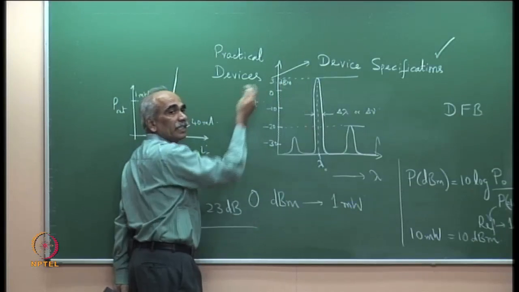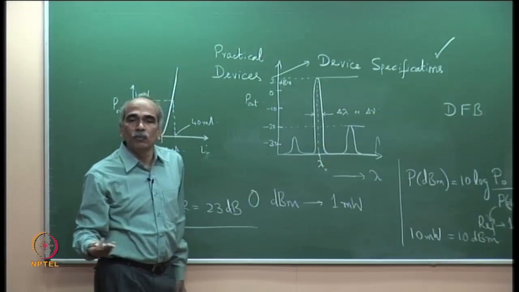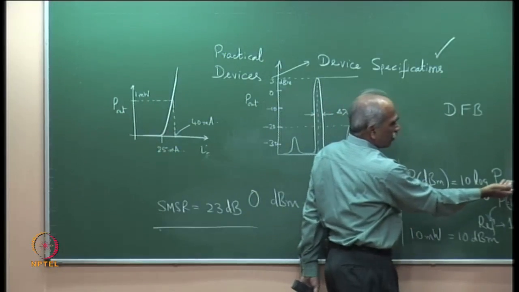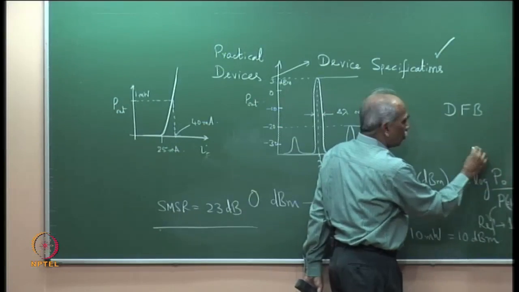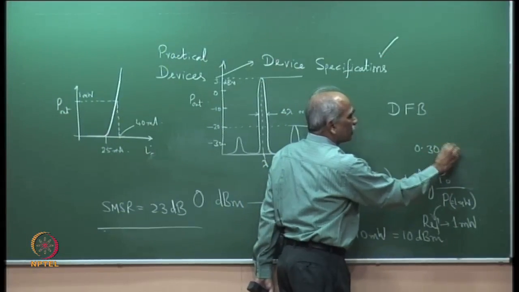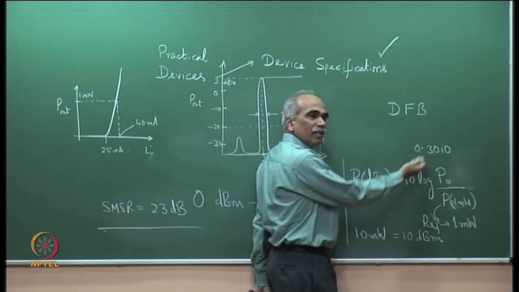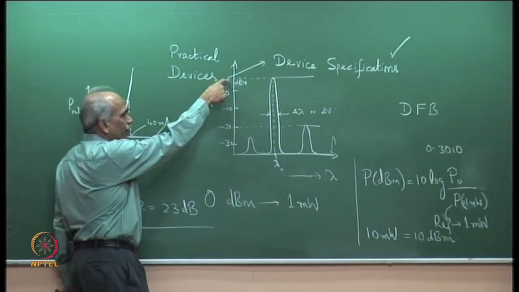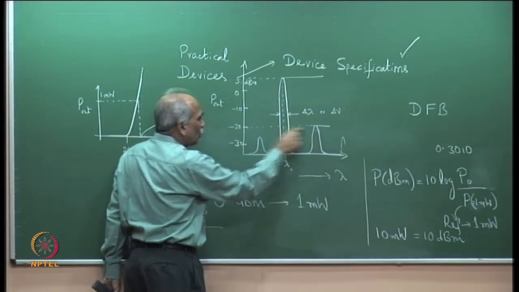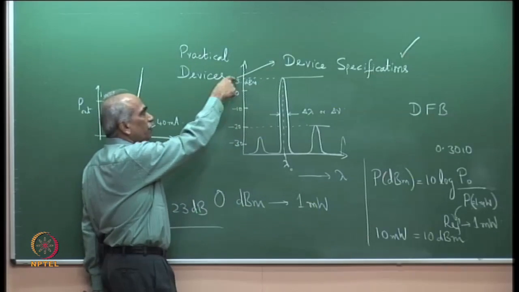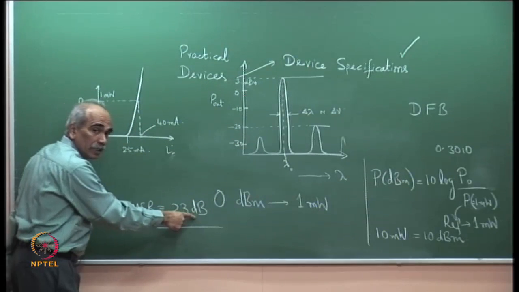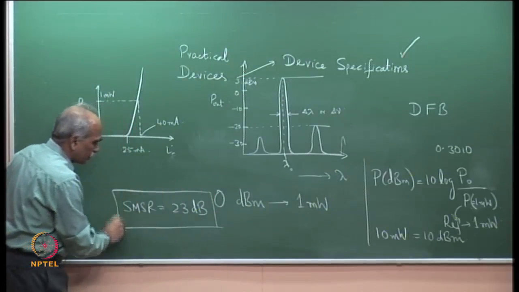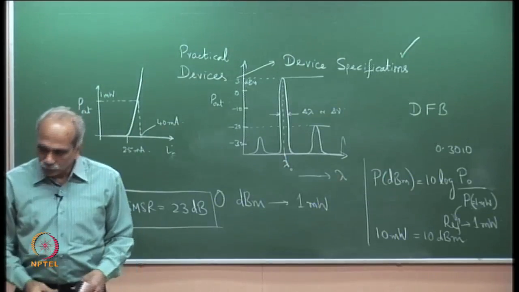Output is 3 dBm. 3 dBm, for those who are not familiar, is 2 milliwatt. You put log of 2 milliwatt by 1 milliwatt, log 2, which is 0.3010 multiplied by 10 is 3.01, which is 3 dBm. So, 3 dBm is 2 milliwatt here, and the power in the side lobe is minus 20 dBm. So, the difference is 23 dB. This is a ratio, so please see it is dB, not dBm. SMSR is the ratio, so it is in dB.